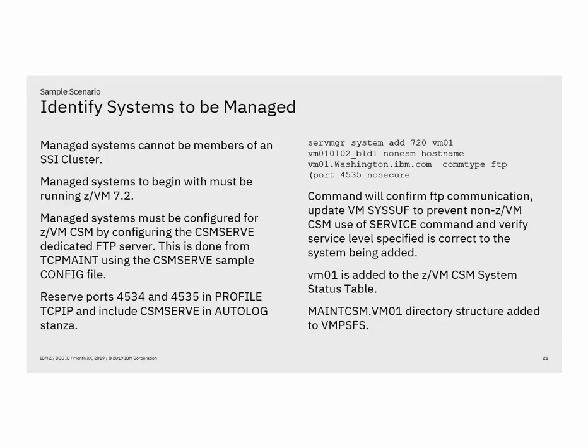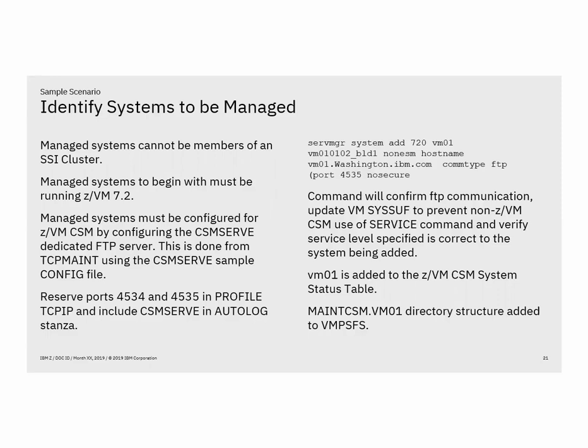The way to add a system is with the serve manager system command. So: serve manager system add 720 service level. Then the name I want CSM to know this system by, and so I'm calling it VM01. Then the initial service level that this system is at, so it's at my VM 010102 build 1 service level. It's a non-ESM system. Following the host name keyword, I can either put the fully qualified name of the system, or I could put the IP address of the system.